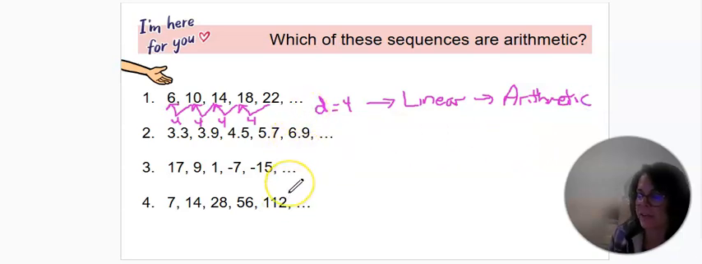Try the same with each of the others. Pause the video, and when you come back, you can check your work.